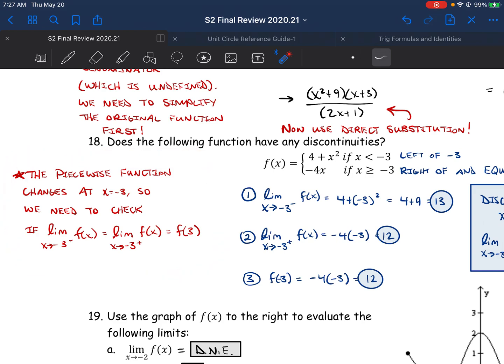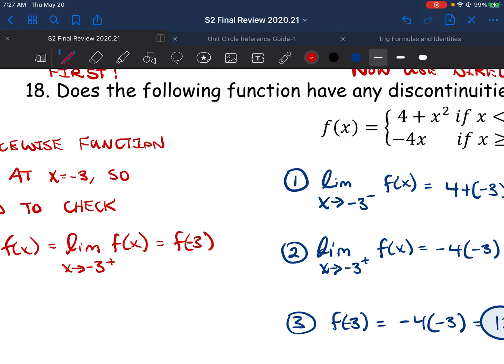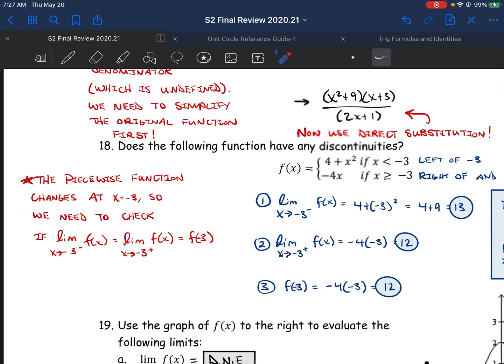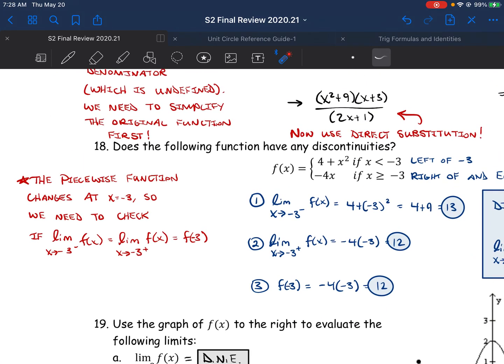For this piecewise function, the piecewise function changes at x equals negative 3. Notice that negative 3 is where the piecewise function is changing shape. So we need to check that the left-sided limit as x approaches negative 3, the right-sided limit as x approaches negative 3, and f of negative 3 (it's a small little typo, let's put the negative in there, it should say f of negative 3). We need to check that those three things are equal to each other for this to not have any discontinuities.